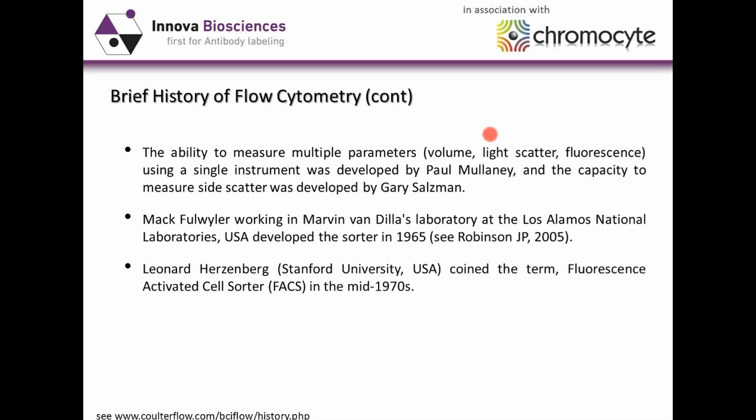The ability to measure multiple parameters such as volume, light scatter, and fluorescence, which we'll come back to later on, using a single instrument was developed by Paul Mullaney, and the capacity to measure side scatter was developed by Gary Saltzman. Mike Fulwyler, working in the Los Alamos National Laboratories, developed the first cell sorter in 1965, and Leonard Herzenberg first coined the term fluorescence activated cell sorter, or FACS, in the mid-1970s. I'll come back to that later in the session.